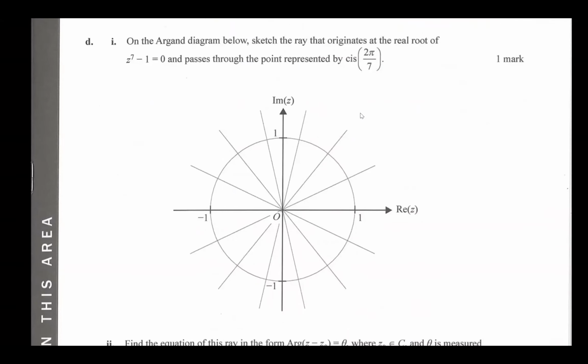On the Argand diagram below, sketch the ray that originates. The ray originates, so the start point is always an open circle at the real root, which is z equals 1. So I'll put an open circle here. And it goes through the complex number cis 2 pi over 7. So this is cis 2 pi over 7. So what I'm going to do here is label this one as w. And then starting from (1, 0), I will draw a ray like this. Okay. And that is the ray we should be drawing.